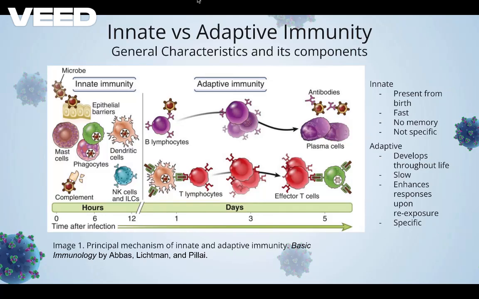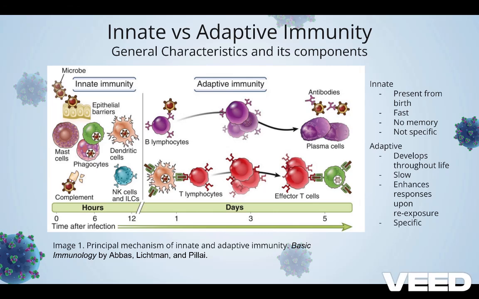So I'm going to be going over the first general properties of innate and adaptive immunity. Innate, what's important to know is it's the first line of defense, responds within minutes to hours, which is really fast. It is present from birth and has no memory specificity. Unlike adaptive immunity, which does have memory and is highly specific, but it does have a slower response, but it just ensures a strong response upon re-exposure. It also develops through life.